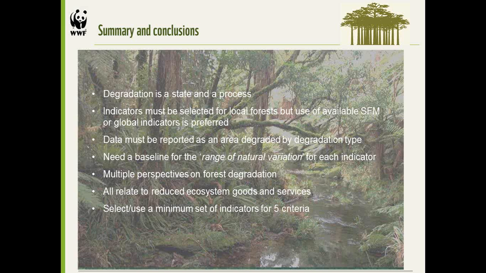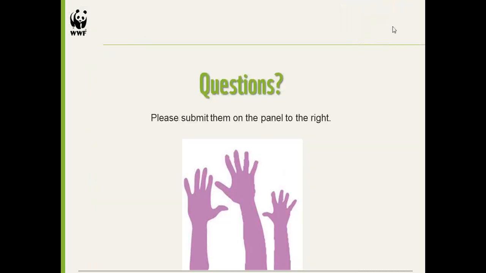And our key message is that there are multiple perspectives with respect to forest degradation. And so your idea of a degraded forest may not be the same as my idea of a degraded forest. But if we use these criteria and indicators, then we can at least all be talking the same language. And all of our criteria relate to ecosystem goods and services, in other words, values that humans derive from the forest. And if we're thinking about managing the forest sustainably, then in terms of degradation, we would have to use all of our criteria with indicators for each one. And so that's basically what the paper says, and I guess we're open for questions.